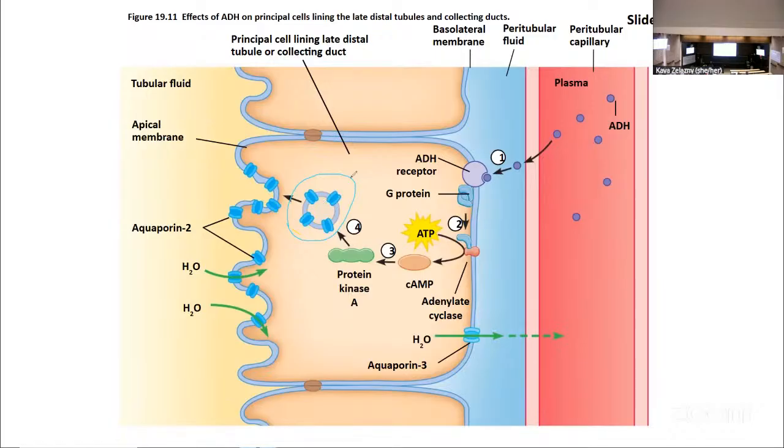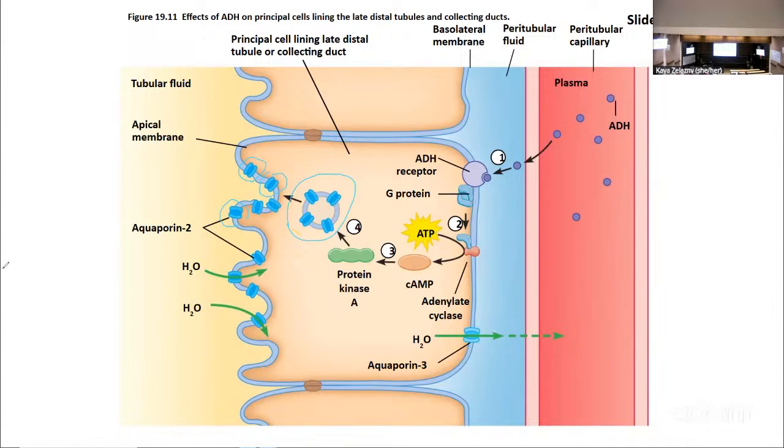And what this is going to do next when we get this signal from this second messenger system is that we're going to take that vesicle and we're going to pop it on the apical membrane so that those aquaporin 2s are now present, right? So this is how we inserted them onto our apical membrane.